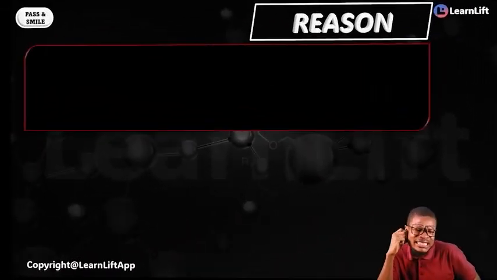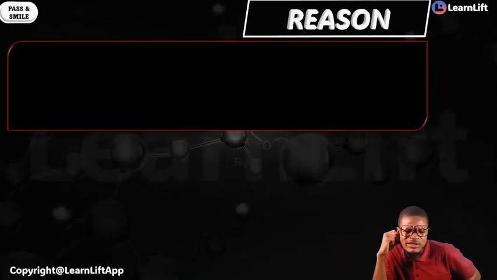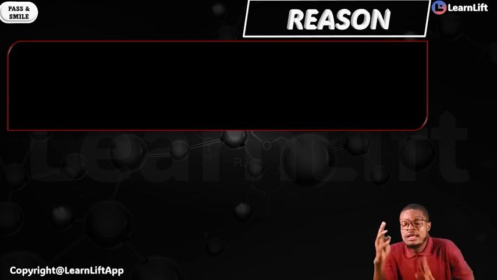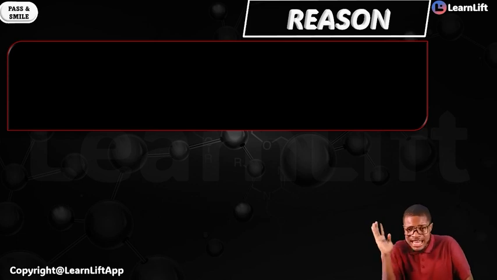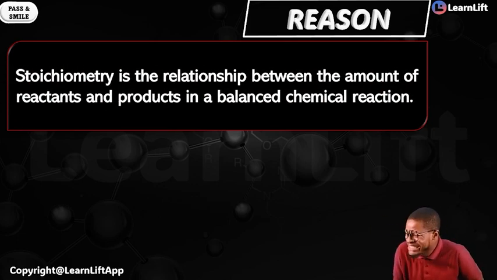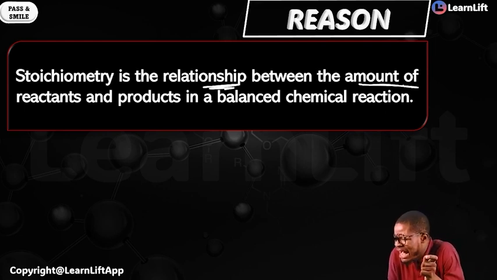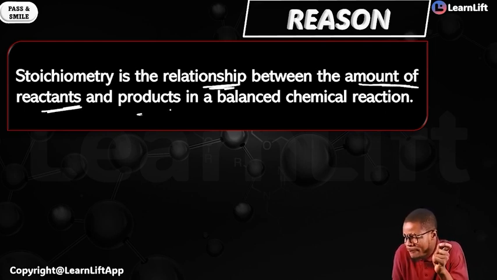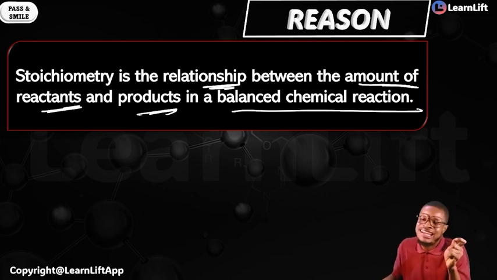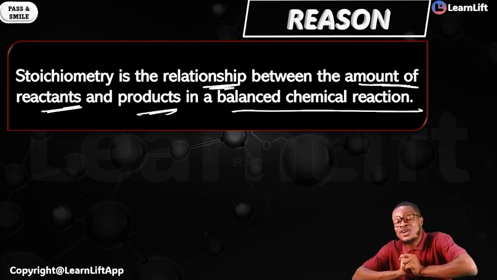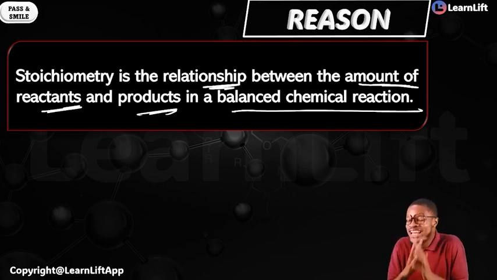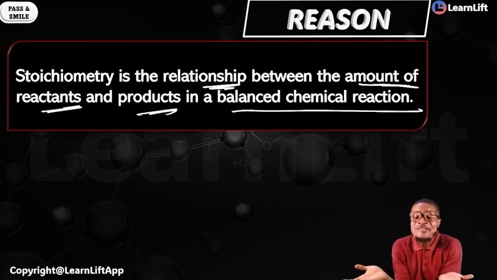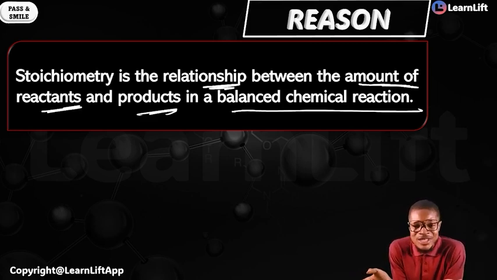Why is it so? Please, I've told you that stoichiometry is based on the law of conservation of mass or law of conservation of matter. The quick question you want to ask yourself is, sir, what is stoichiometry? Right? As we move, you will learn stoichiometry. But please, stoichiometry is the relationship between the amount of reactants and products in a balanced chemical reaction. The relationship between the amount of products and reactants in a balanced chemical reaction, what is it called? Stoichiometry.